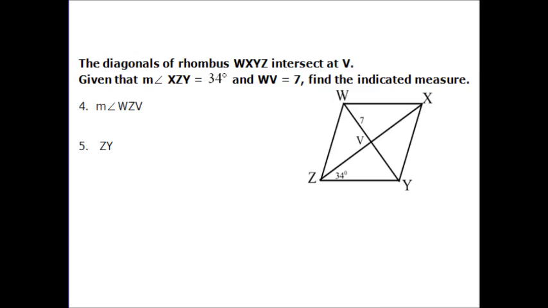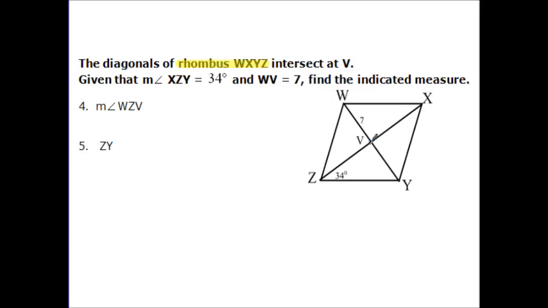In our next example, the diagonals of rhombus WXYZ intersect at V, and given that the measurement of angle XZY is 34 degrees and WV is 7, find the indicated measure. So our angle XZY is 34 degrees. This has already been marked, and WV is 7, which has also been marked.